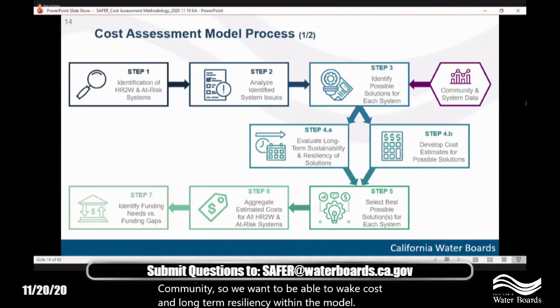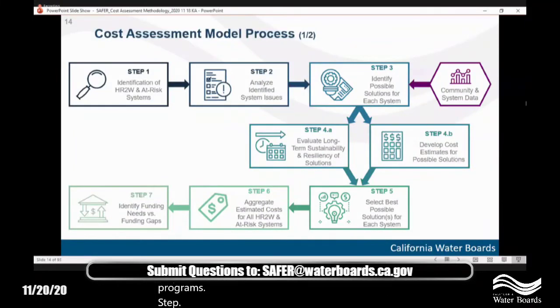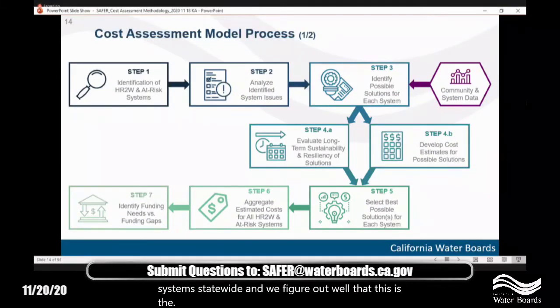So step 5, we select the best possible solution for the system. And again, I can't stress this enough. This is modeled solutions. In no way are the solutions that the model is choosing any way going to impact the solution that's on the ground for these communities. This is purely just for our budgeting purposes, identifying what we think the need might be for our funding programs. Step 5 aggregates all those costs across our system statewide, and we figure out, well, this is the demand, potential demand on our funding resources, and this is what the gap might be moving forward over the next 10 plus years. So that is a high-level overview of what our cost model will be doing.